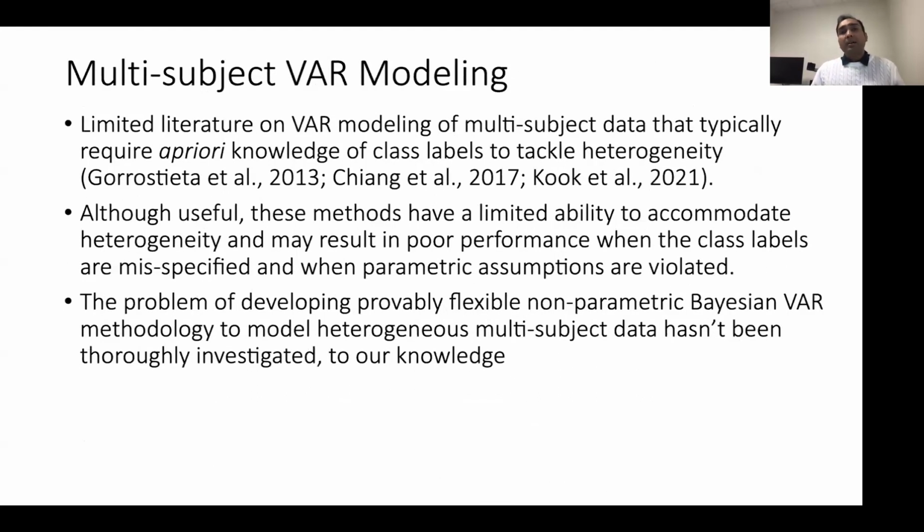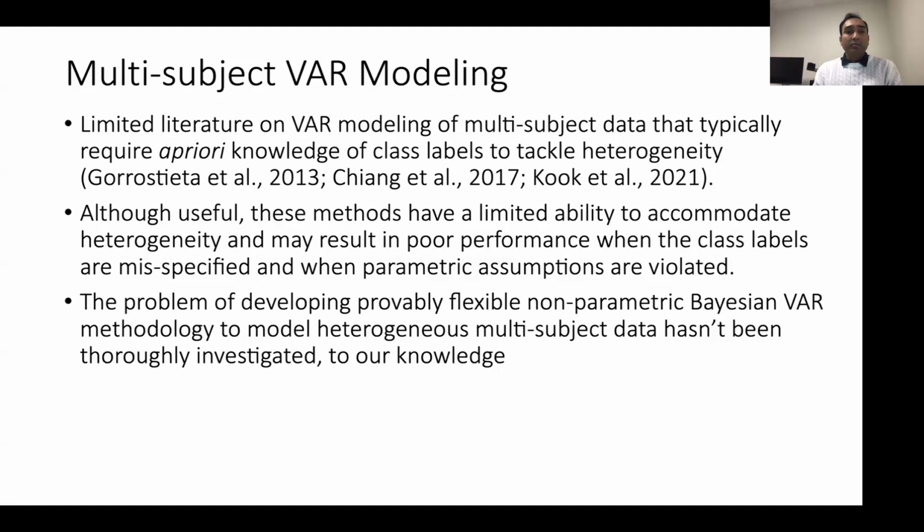Now, multi-subject VAR modeling is inherently a difficult problem because now instead of just fitting one VAR model for one subject or one VAR model for everybody in the population, you get to fit n different VAR models for n different subjects. Obviously, computationally, that's very challenging, right? So we need to somehow pool information across subjects while accounting for heterogeneity.